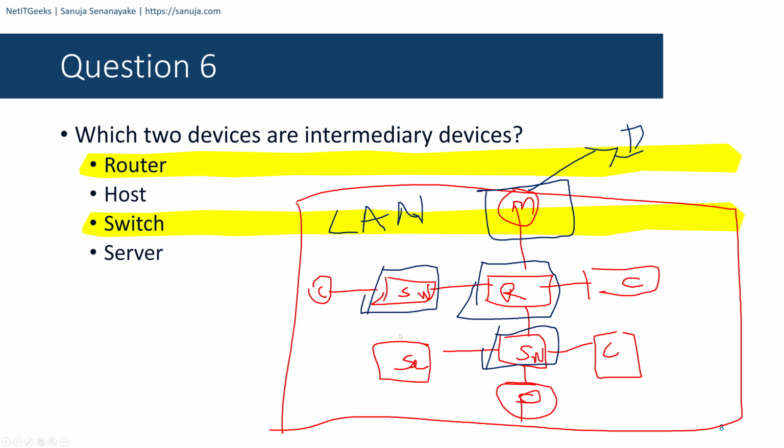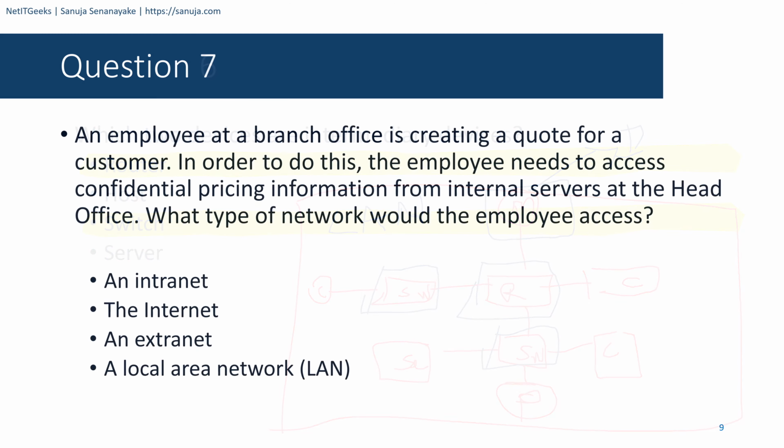Sometimes that gets a little bit confusing, but intermediate devices by the definition of the CCNA program are ones that are in the intermediate, in other words, in the middle of your network. Think about them as the middle devices, right? So it will be the router and the switch.